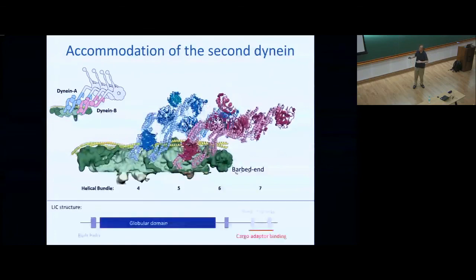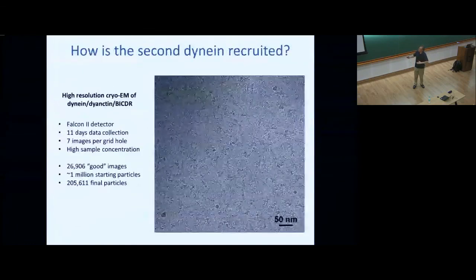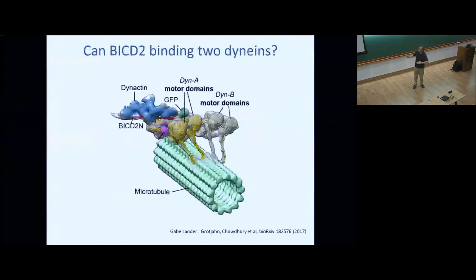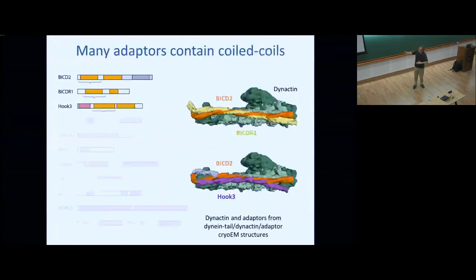So let me go back to this first slide. You see here the position of this coil shifts between the 2 structures. So in the case of BICD2, when you've got 2 dyneins bound, this orange has shifted down to be in exactly the same position as in the BICDR. So there looks like there's a conformational dynamics of this on the dynactin structure.